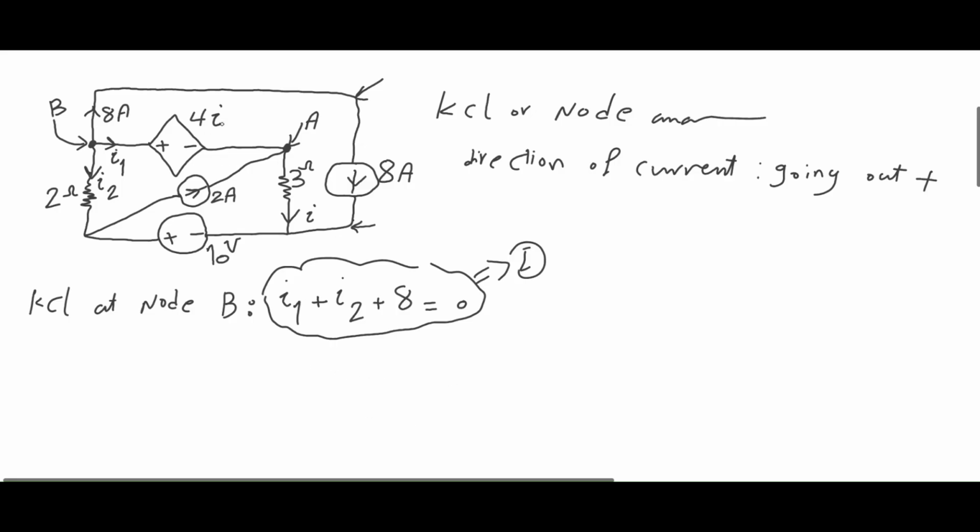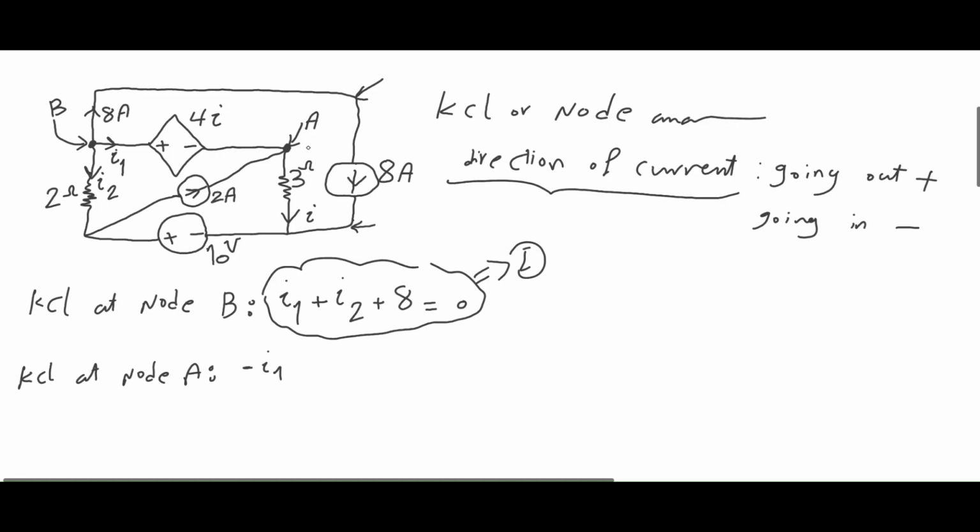Continuing with this circuit, I also have node A. So let's write KCL at node A. What I get here is again this I1 that is going out of node B. If I follow the path, I reach node A. So I1 goes into node A. So if I look at the direction of current, going out is positive and going in is negative. So I1 is going into node A, so I can say minus I1.